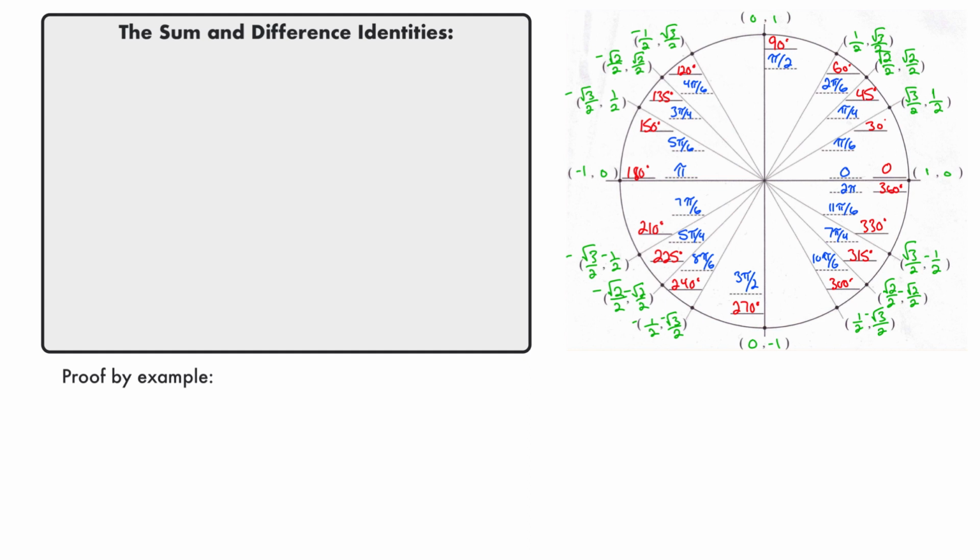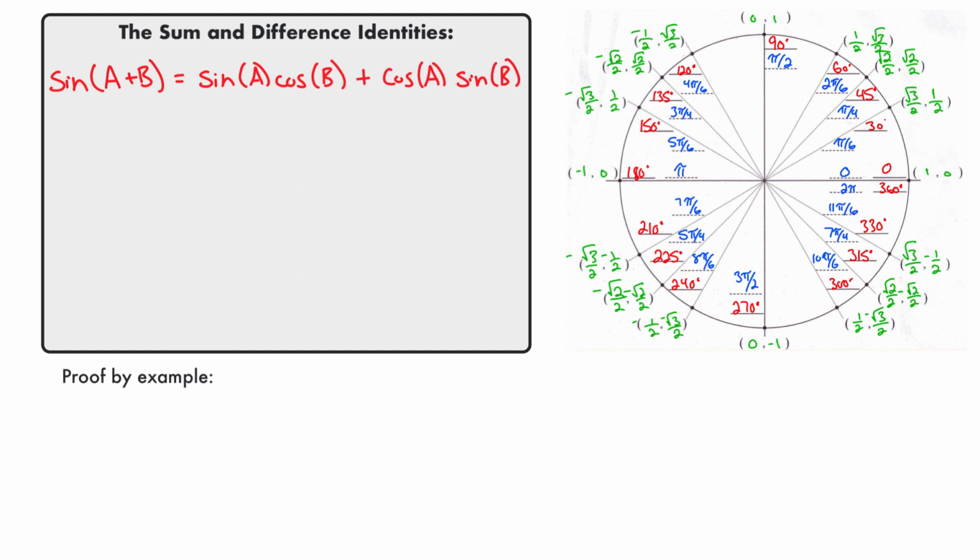Technically, there are 4 identities here. I am going to combine them to only give you 2, but I'm first going to show you all 4 of them individually. Here is your first identity. If you have sine of an angle A plus an angle B, that is equal to sine of the first angle times the cosine of the second angle plus cosine of the first angle times the sine of the second angle. This is our first identity.